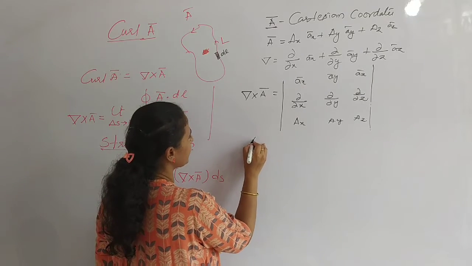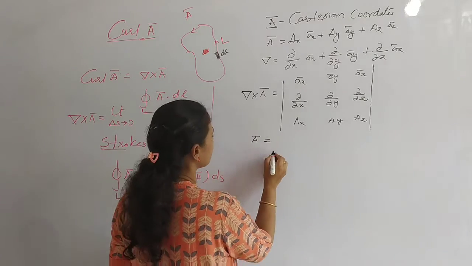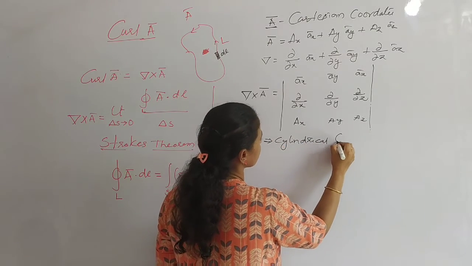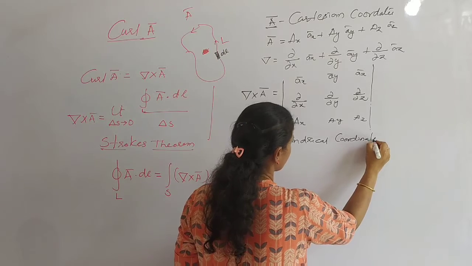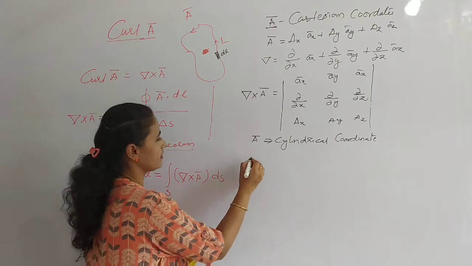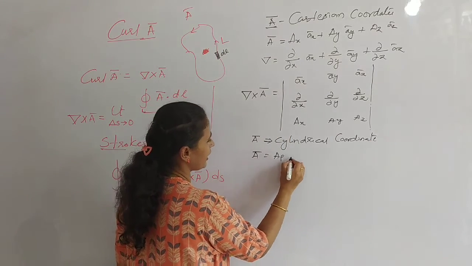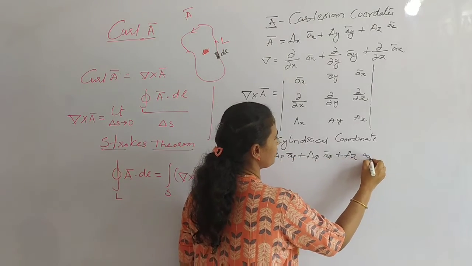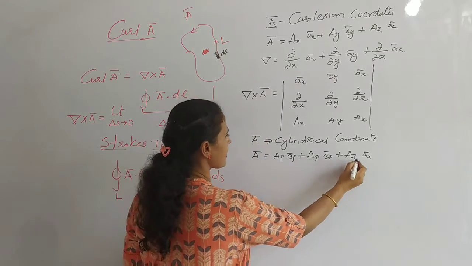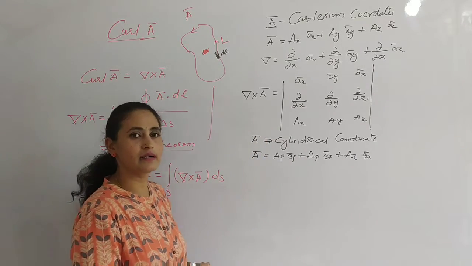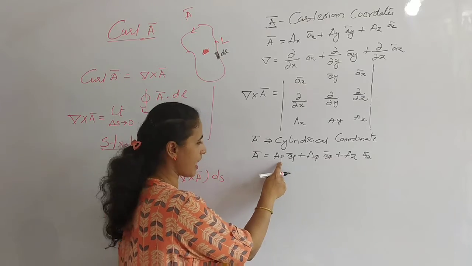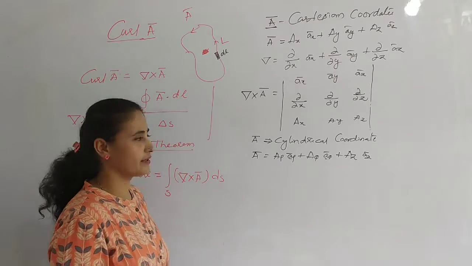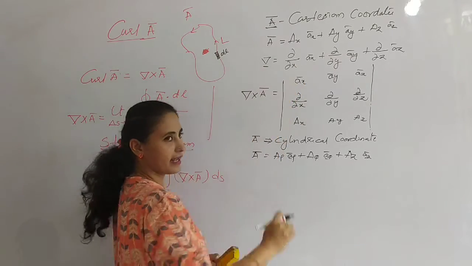Next, if A bar is in the cylindrical coordinate system, then A bar is of the form A rho a rho plus A phi a phi plus Az az. The small a's are the unit vectors, and capital A indicates the magnitudes. Rho is the radius of a cylinder, phi is the azimuthal angle, and z is the height of the cylinder.